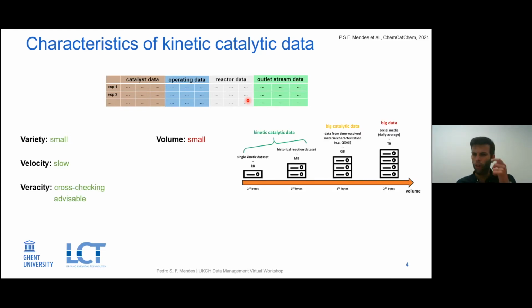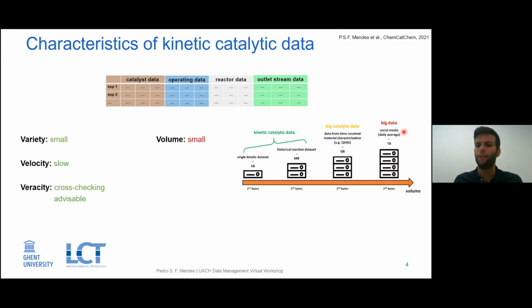Now, when it comes to volume, the story is a bit different. Kinetic catalytic data are relatively small, so this data takes quite some time to acquire. I would say a few data points per day in a very optimistic scenario, which means that for a single catalyst, you will only acquire some kilobytes of information. If you are able to group all the data from a given reaction with plenty of catalysts that have been tested in the last few decades, then we are talking a size of about a few megabytes, while true big data is on the size of terabytes for a daily average.